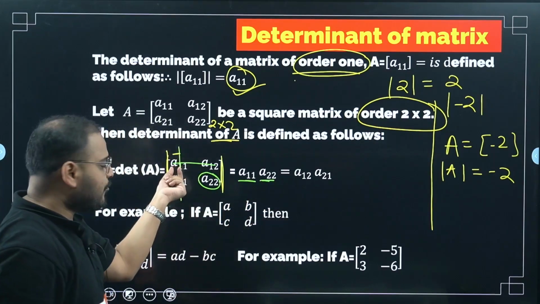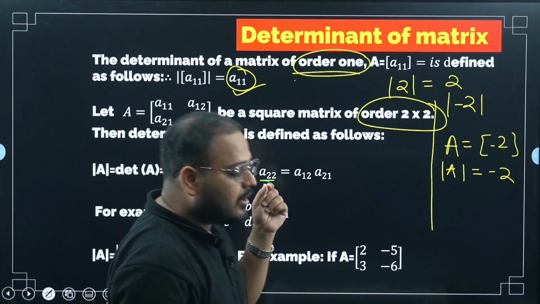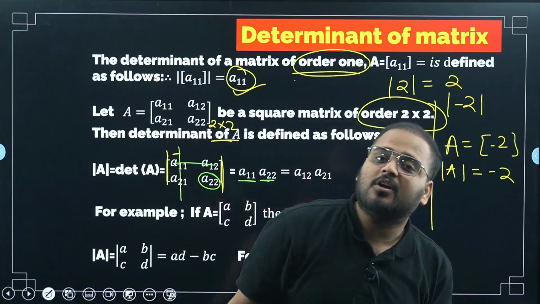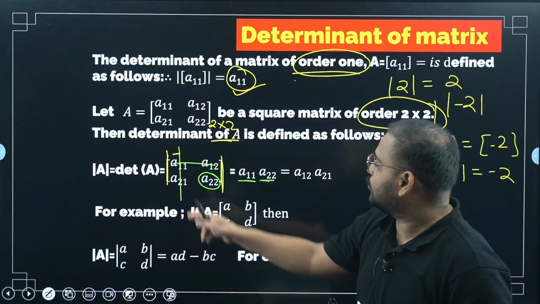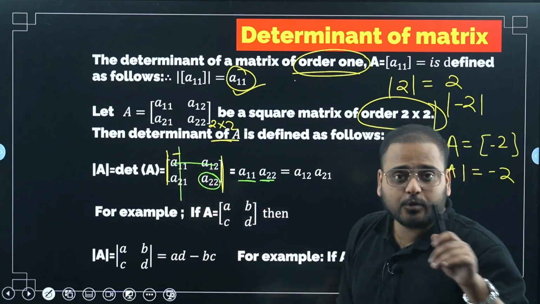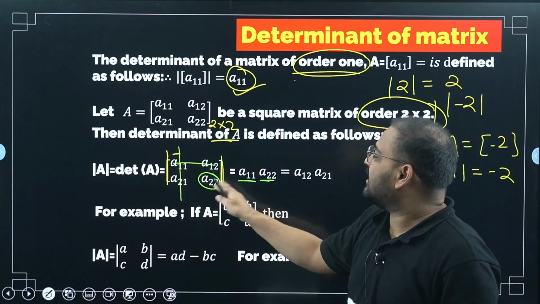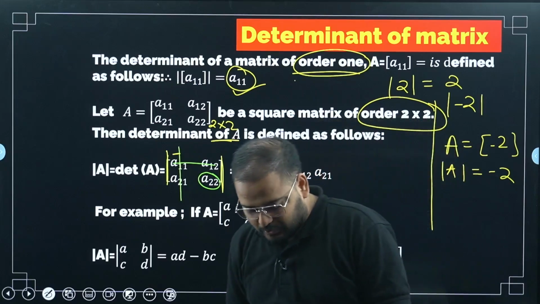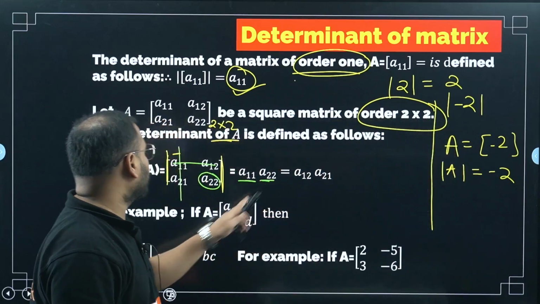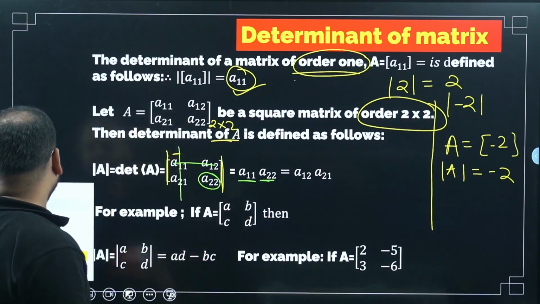I'll repeat. If you're taking element A11, do not consider the row and column where this element is present, which is row 1 and column 1. After you do that, whatever is left, write in terms of multiplication. So I get A22. I hope this is clear. Let's do it for the second.